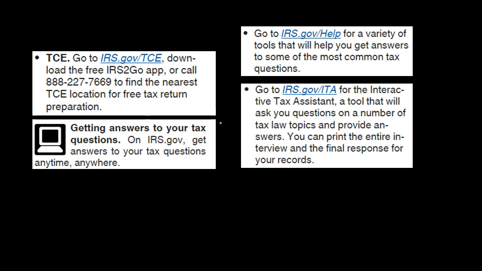And back to the text, go to irs.gov/ITA for the Interactive Tax Assistant, a tool that will ask you questions on a number of tax law topics and provide answers. You can print the entire interview and the final response for your records. So again, this is a question and answer type of information, an attempt to have an automated system, a machine, but they can customize more towards your particular circumstance. So it might be worthwhile to go through that and ask some questions with that.